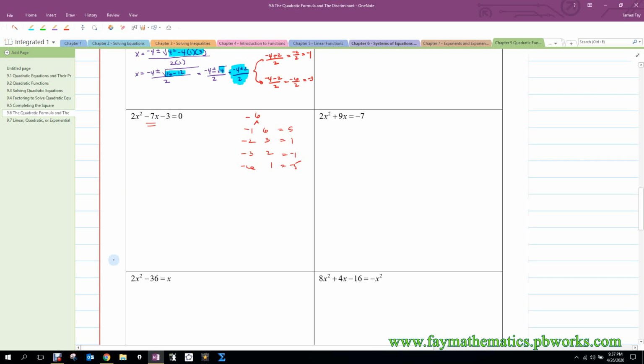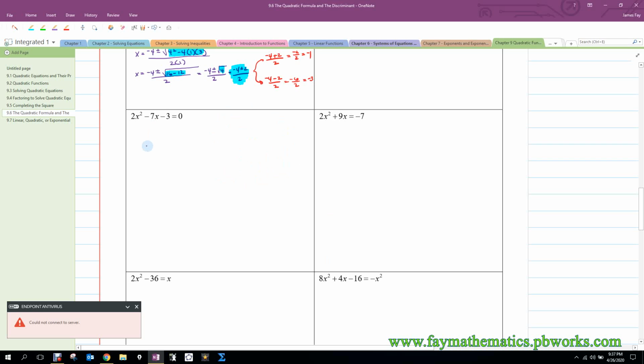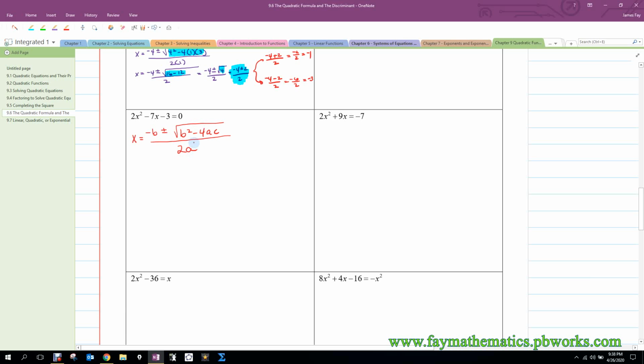So previously, if this would have been a problem that we were given in sections 9.1 through 9.5, we couldn't do it. We'd say no answer. A lot of times they'll call it a prime quadratic equation, meaning that you can't factor it. But now that we have the quadratic formula, we have an approach. We can absolutely do this. We can go x equals the opposite of b plus or minus the square root of b squared minus 4ac all over 2a.